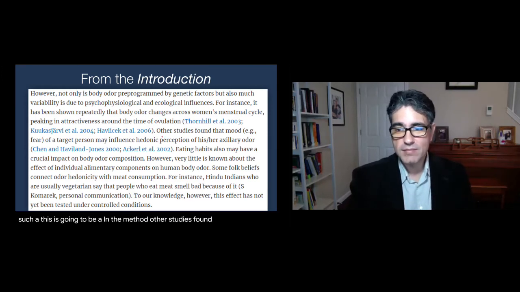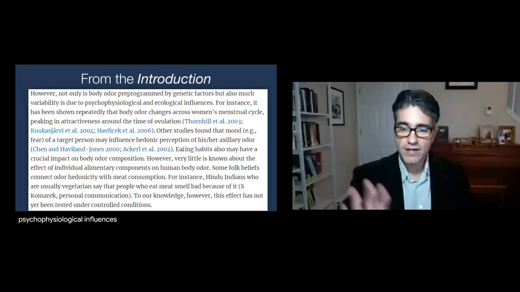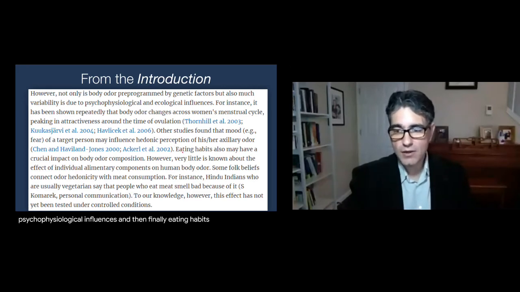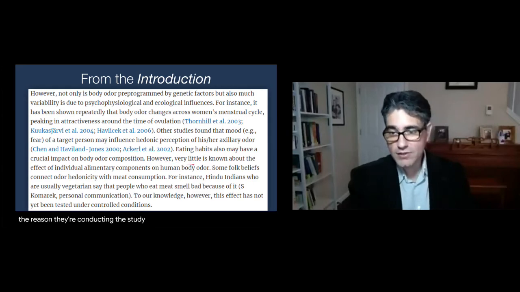Other studies found that mood of a target person may influence hedonic perception. Again, going back to the psychophysiological influences. And then finally, eating habits also may have a crucial impact. They're saying may have because they don't know yet. That's the reason they're conducting this study. Very little is known about the effect of alimentary components, food, on human body odor. And then they talk about some folk beliefs that connect odor hedonicity with meat consumption. For instance, this is kind of funny. Hindu Indians who are usually vegetarian say that people who eat meat smell bad because of it.